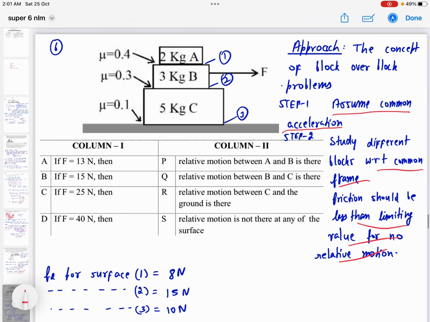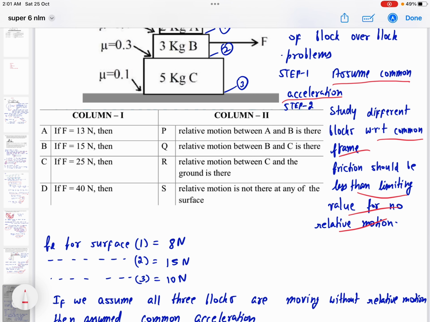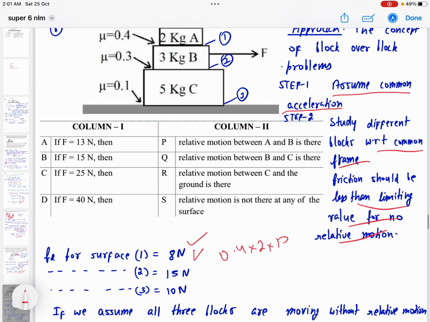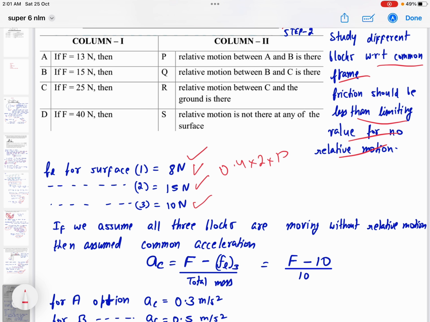So first of all, we can write the limiting values for each and every surface separately. The limiting value for surface 1 is 8 Newton, 0.4 into 2 into g, means 8 Newton, right? Similarly, the limiting value between 3 and 5, surface 2, is 15 Newton. The limiting value between 5 and ground is what? 10 Newton, right? So again, I'm assuming a common acceleration to start my problem.